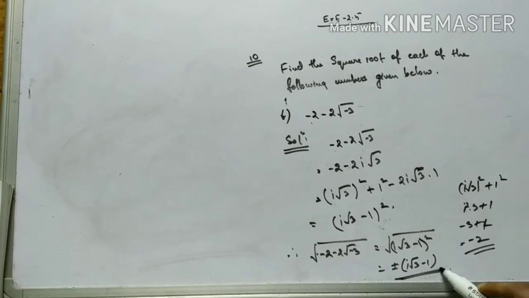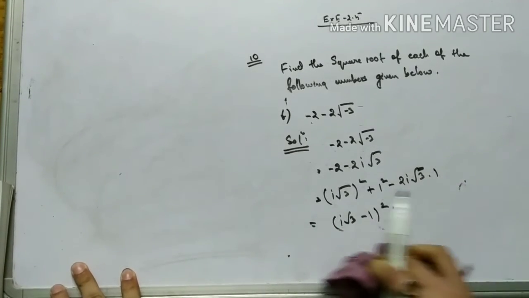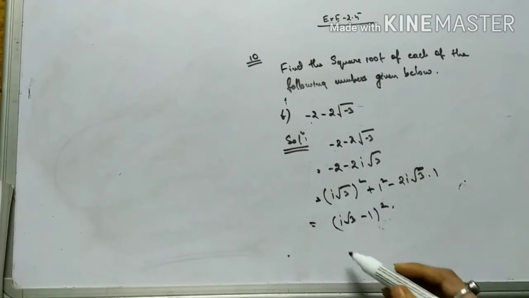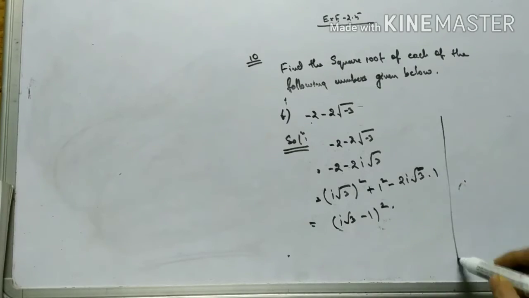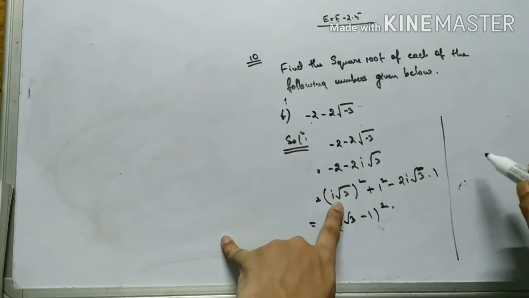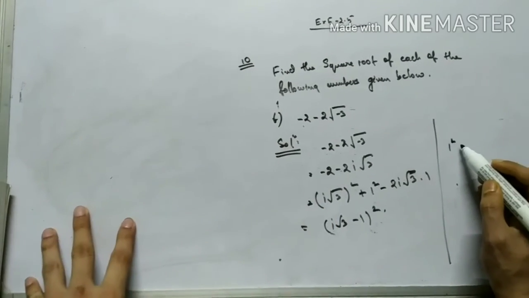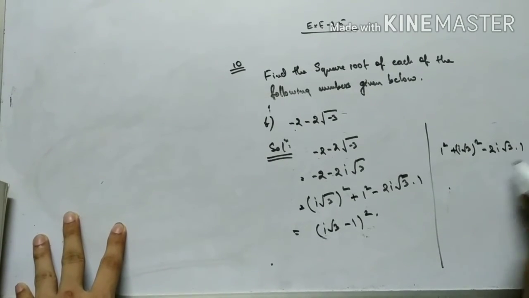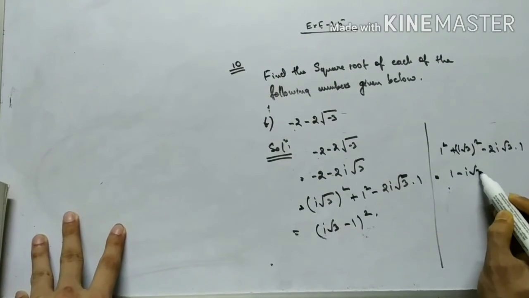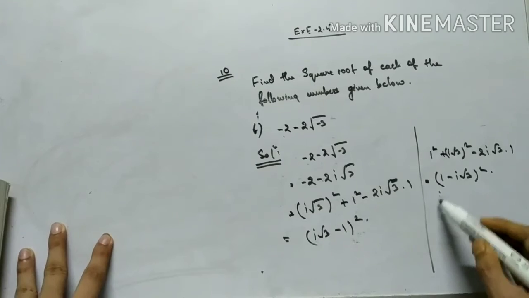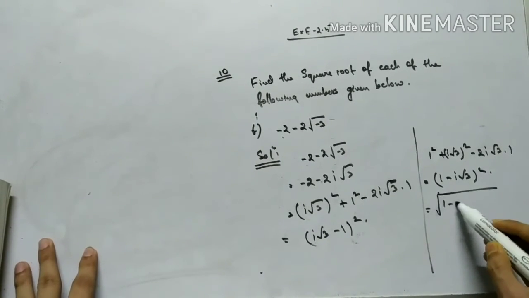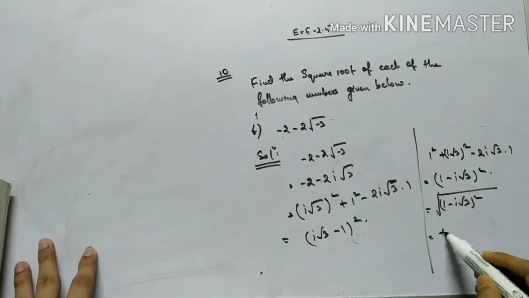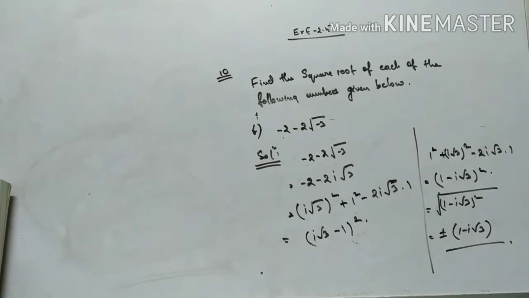So in here you see, this is also correct there. The back answer is 1 minus i root 3. If you want to match your answer with the back answer, you can do one thing. In place of writing like that, you can write 1 square plus i root 3 the whole square minus 2i root 3 into 1. So this gives me 1 minus i root 3 the whole square. Therefore, if I take the square root of 1 minus i root 3 the whole square, I will get plus minus 1 minus i root 3.